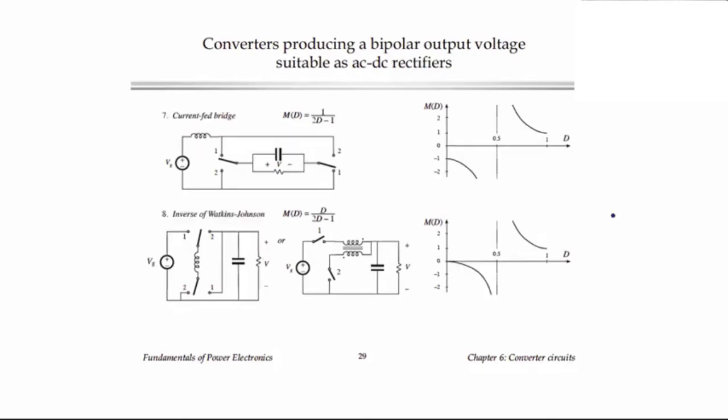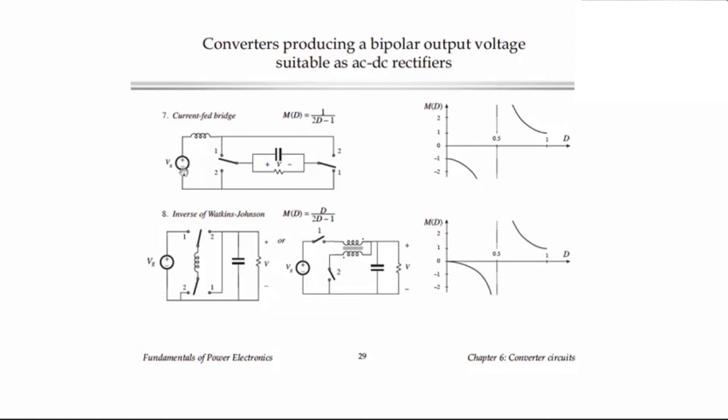And then the last 2 in this class are the inverse of numbers 5 and 6. So converter number 7 is what you get if you swap the source and the load of the H-bridge, and this one is sometimes called the current fed bridge. Its conversion ratio is 1 over (2D minus 1), and at D equals a half, the ideal conversion ratio goes to infinity. So here's a plot of its conversion ratio. This is a pretty strange conversion ratio, but in fact, if the input is a sinusoid and you want the output to be DC, this is the conversion ratio that you need to perform this rectification function.